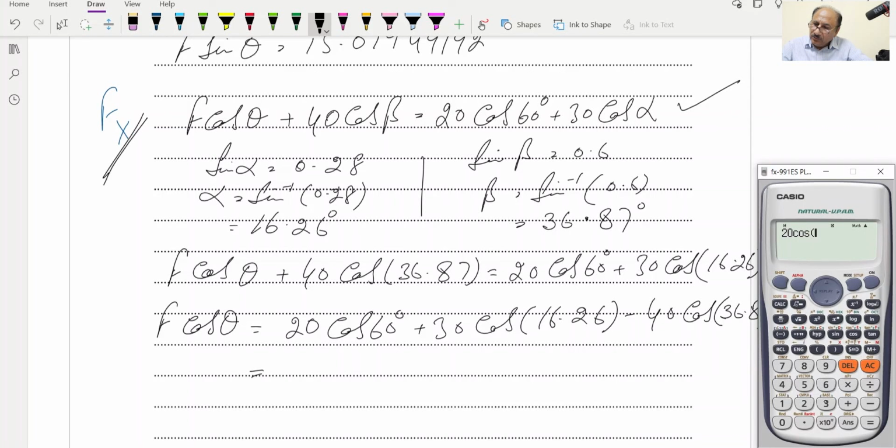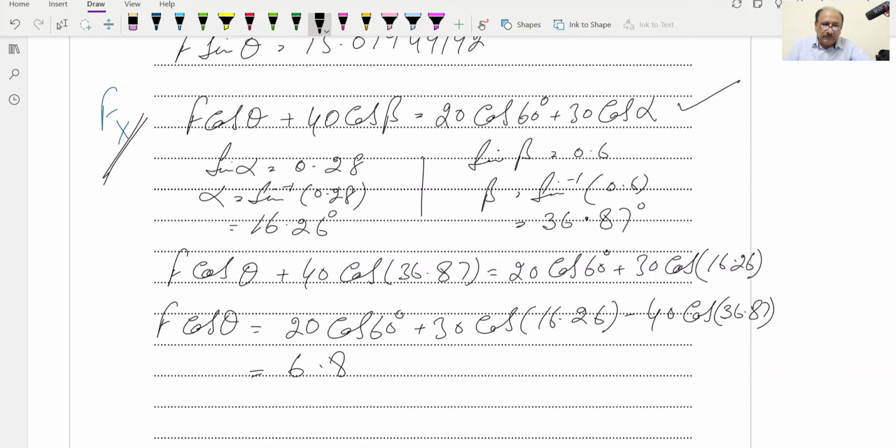Now we can use the calculator to simplify this expression, and this will be 20 cos of 60 degrees, plus 30 cos of 16.26, and next is minus 40 cos of 36.87, and bracket close, and this is equal to 6.8. So we can write here 6.8. So this will be F cos theta.